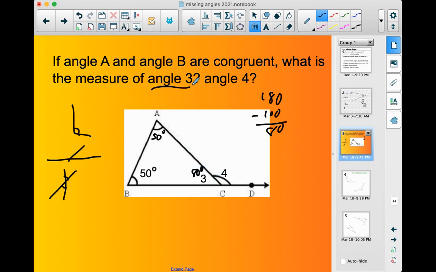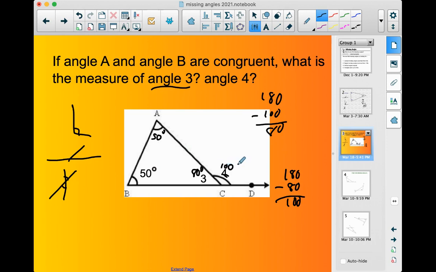Okay, halfway there. Now for angle 4, I can see 3 and 4 are supplementary angles, and now I know one of them. So if this is 80 degrees, 3 and 4 have to add up to 180. And just take 180 and subtract 80. That gives me 100.